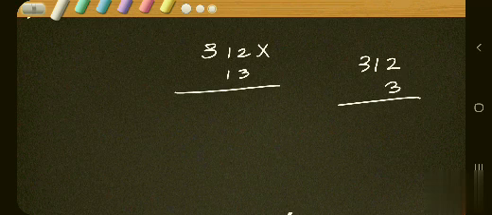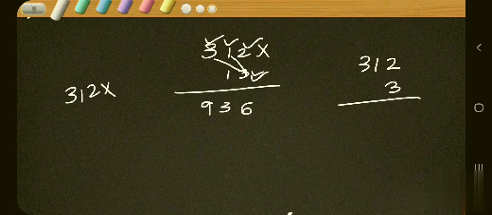For that, first we have to multiply 3 into first number 2, isn't it? 2 3s are 6. Okay. Then 3 into 1. 1 3s are 3. Yes. 3 into 3 then. 3 3s are 9. Okay. And what is the next step? Which is the next step? Yes, we are going to multiply 312 into 1.